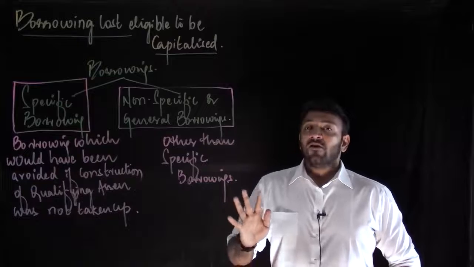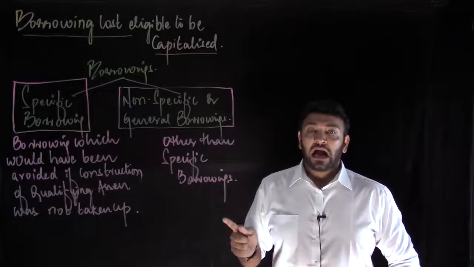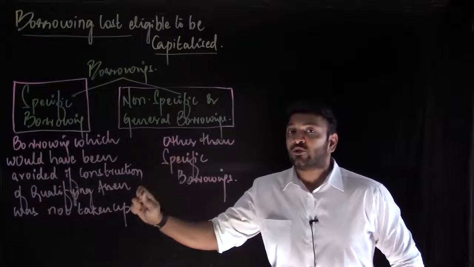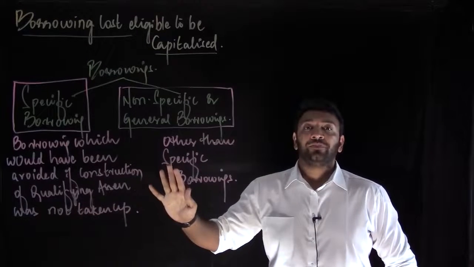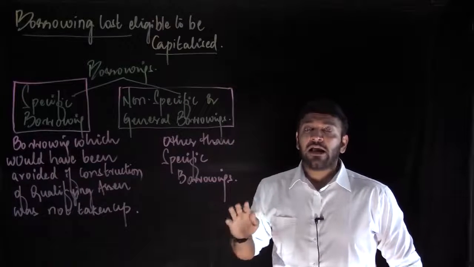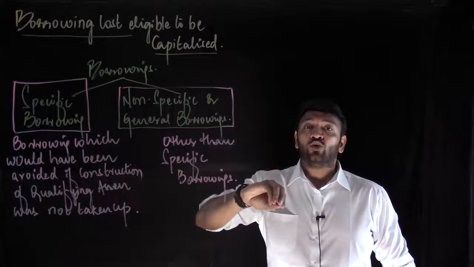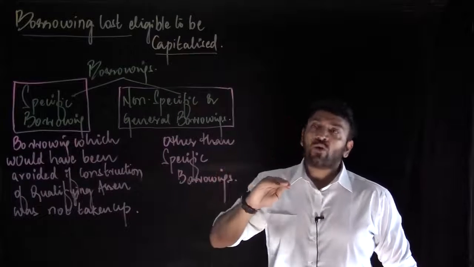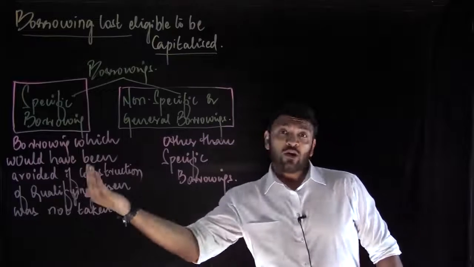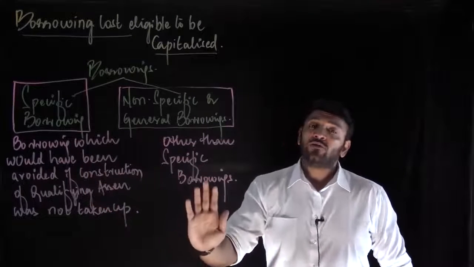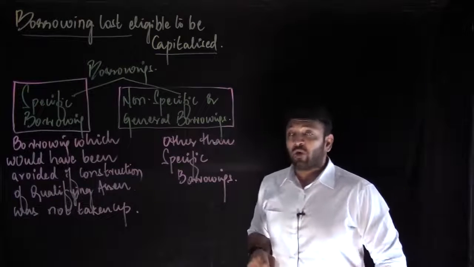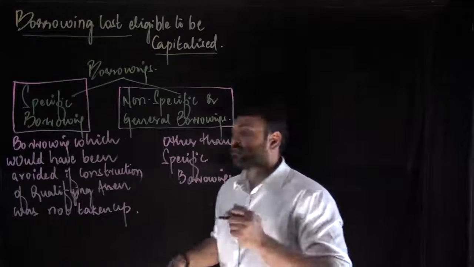Then in such case, for the construction of that building, I have gone to IDBI Bank, acquired a loan, and that loan has been utilized only for the purpose of that construction. However, the enterprise already had an existing borrowing which to an extent has been used for other purposes and to an extent has also been used on the qualifying asset. So that IDBI loan will be called specific borrowing. The loan which was already existing is called non-specific borrowing. How do I identify the borrowing cost eligible to be capitalized? This is what we are talking about.